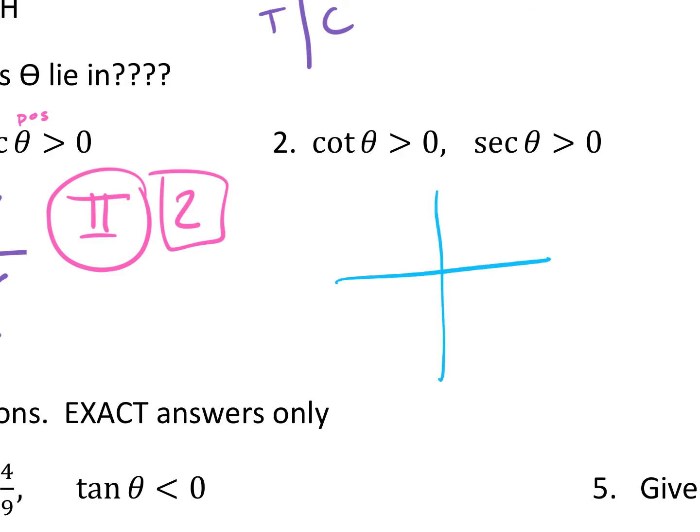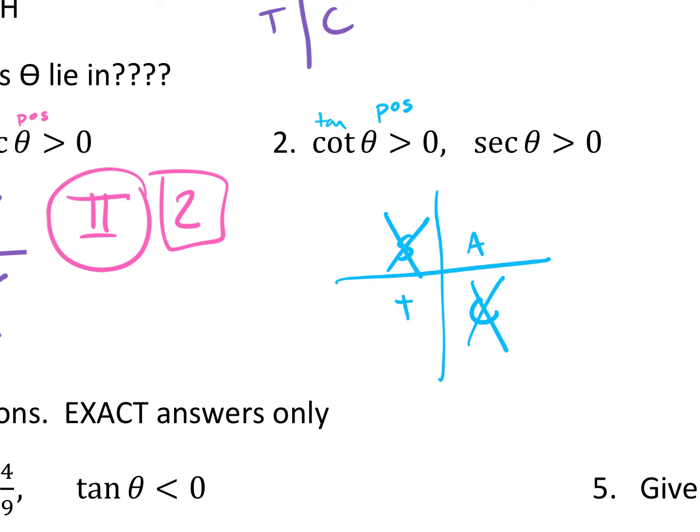So let's look at number 2. Again, we start with all students take calculus. It says cotangent is greater than 0, so that means it is positive. In which quadrants is cotangent positive? 1 and 3. It's positive in the all positive one, and it's positive in the tangent one, because cotangent goes with tangent. So we can cross out the second and fourth one, because it won't be in those two.